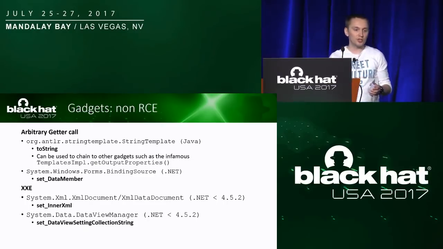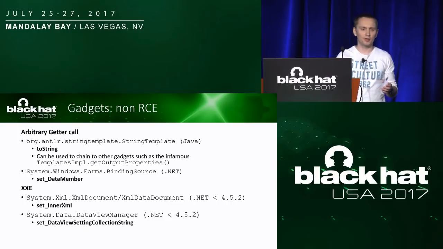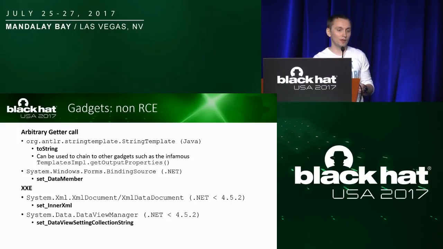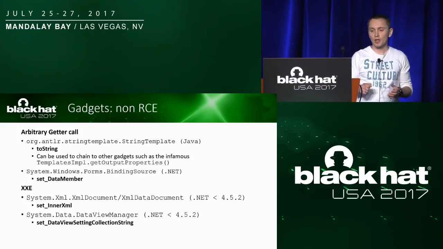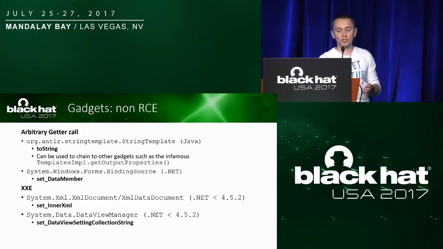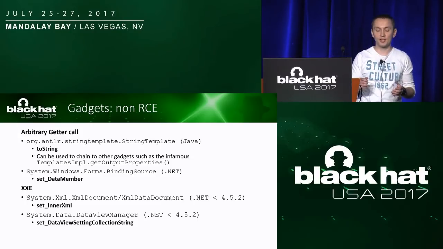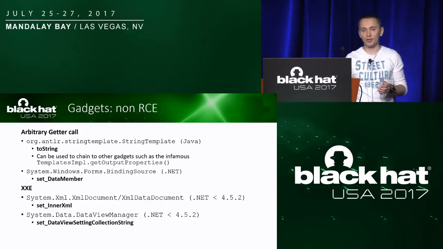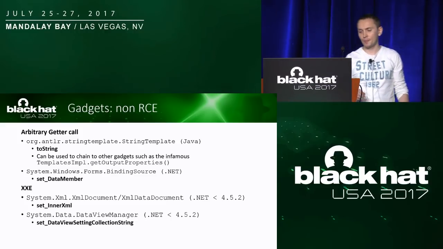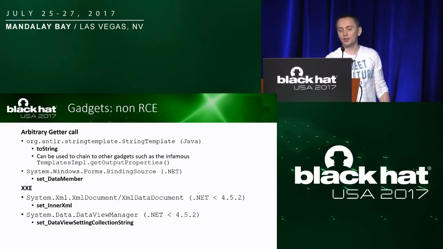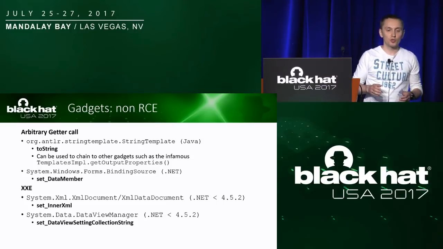Apart from the mentioned gadgets that allow code execution by themselves, we have a few other interesting gadgets. Some of them can be used as building blocks for gadget chains, like StringTemplate toString in Java, or BindingSource set DataMember in .NET, which can be used for arbitrary getter calls. Others can trigger non-remote code execution attacks, like InnerXml in the XmlDataDocument type, or DataViewSettingCollectionString in the DataViewManager type, which can be used for external XML entities attacks in some versions of the .NET framework.